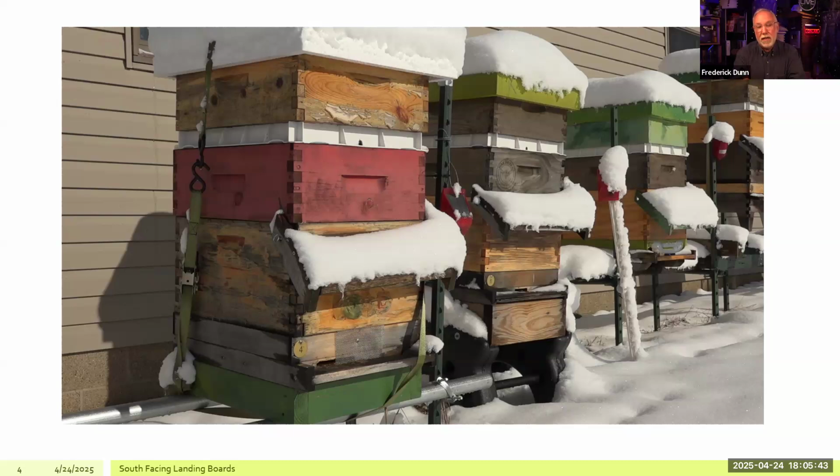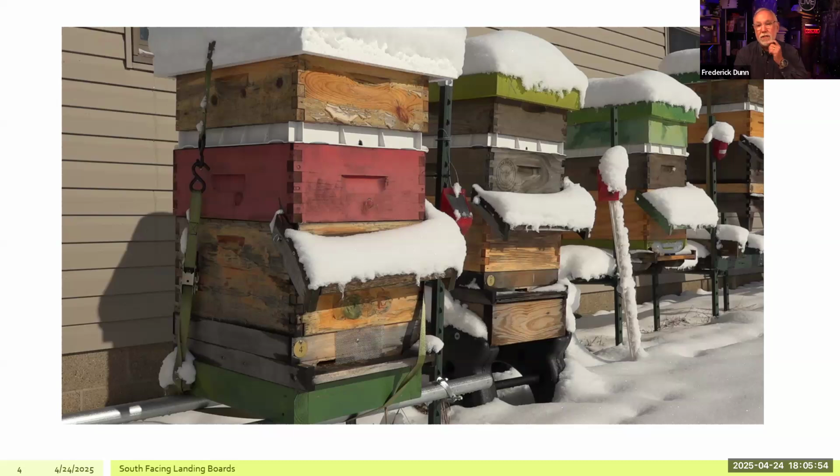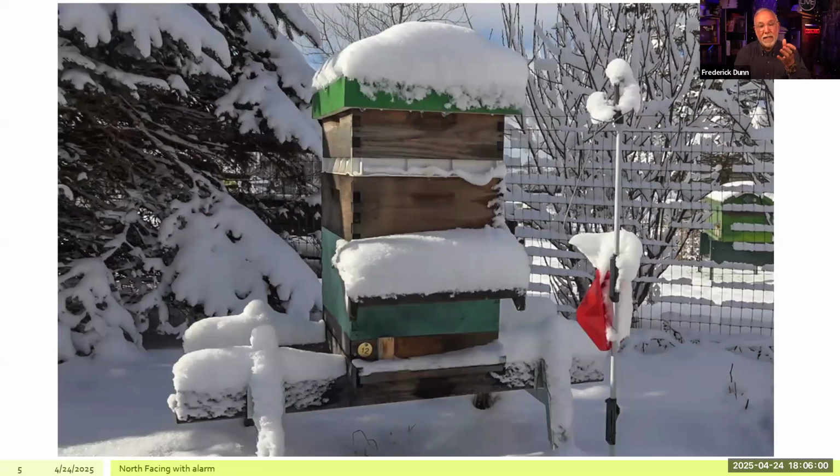So, the top of the box is, of course, a feeder, and then an insulated outer cover as well. So, this is the same day, same time. So we go back to the last one. Look at the landing boards and the entrances, melted away, open. They face south. This is a hive in the same apiary, same time and date, facing north. The landing boards get covered with ice and snow, as do the entrances.